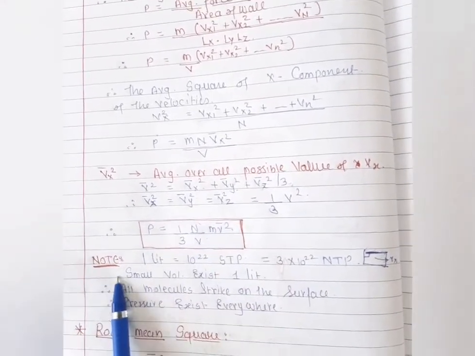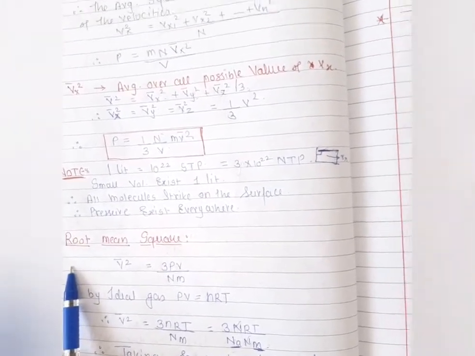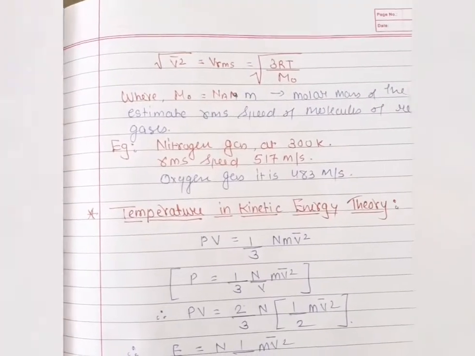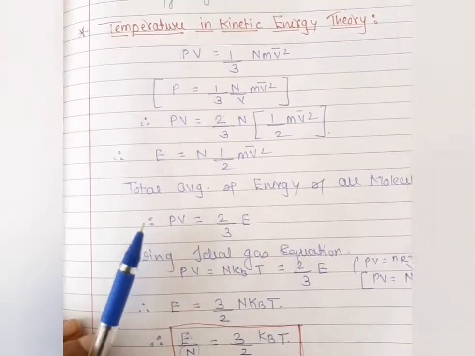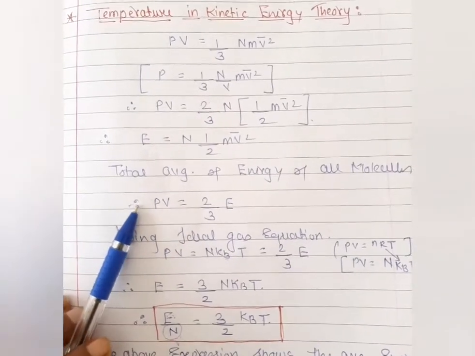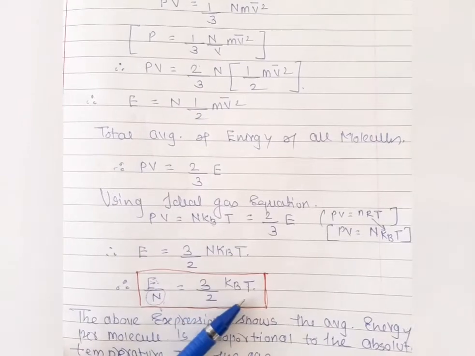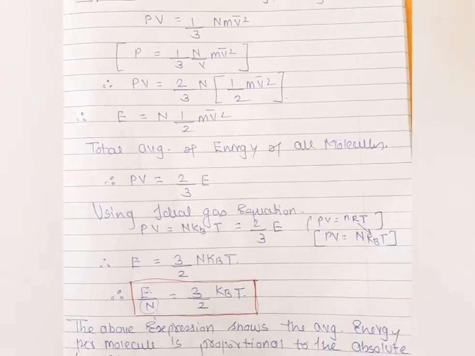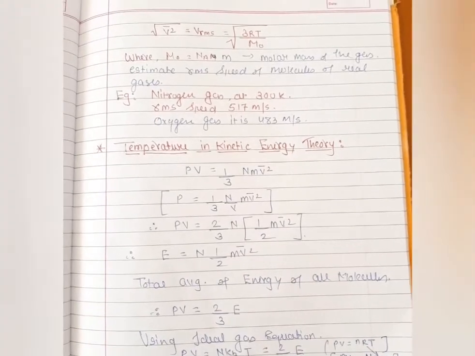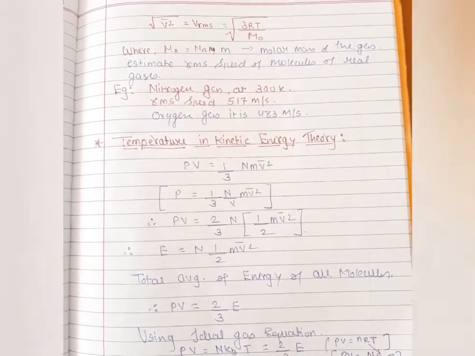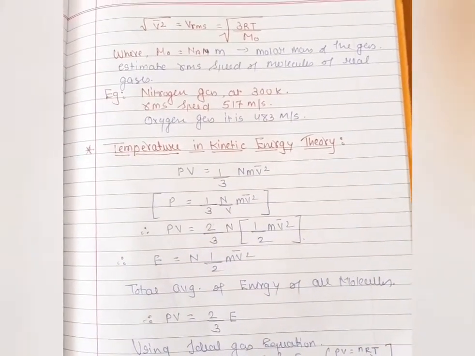And here we have the root mean square condition and its formula. At constant temperature, the formula is PV is equal to 2 by 3 E, and the average energy at constant temperature is 3 by 2 kBT. So this derivation is very important, students, and with the help of it you can solve many numericals. Next we can see the numerical based on this derivation.